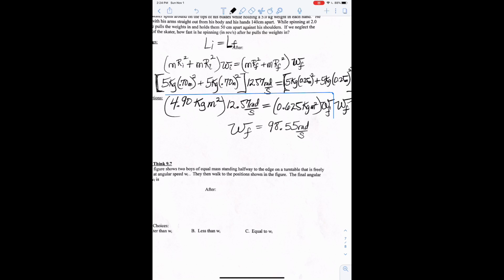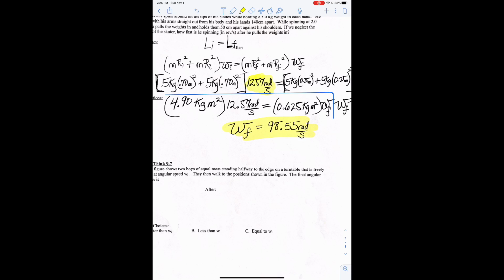So what we're seeing then is that this is a lot faster, right? Because it started with an initial angular velocity of 12.57 radians per second, this really picked up the pace quite a bit.